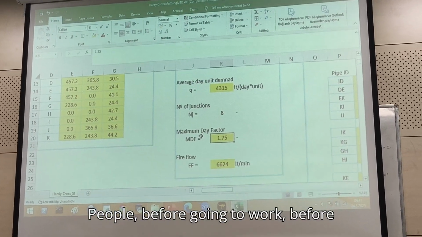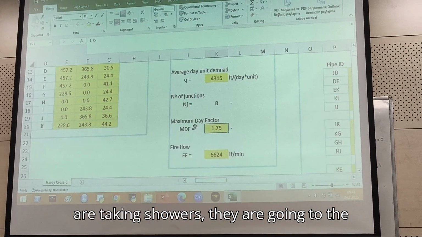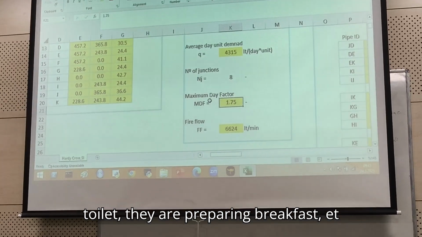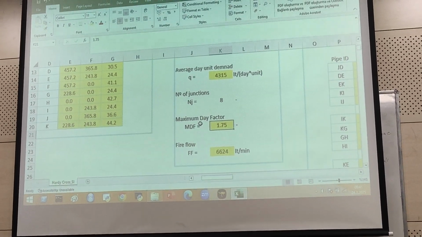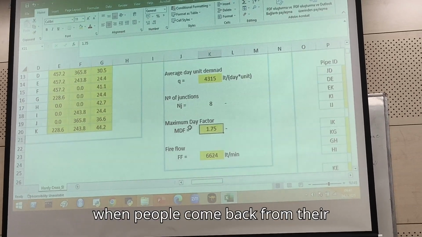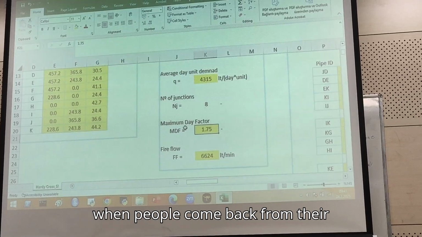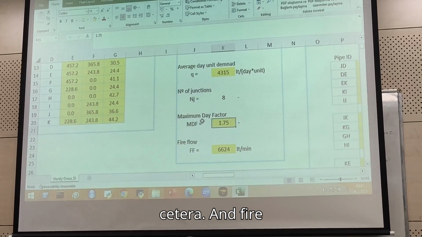People before going to work, before going to school, they are washing, they are taking showers, they are going to toilet, they are preparing breakfast, etc. And also the maximum consumption can occur at the evening when people come back from their works, their schools, etc.